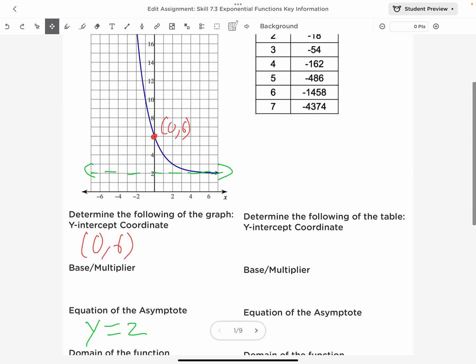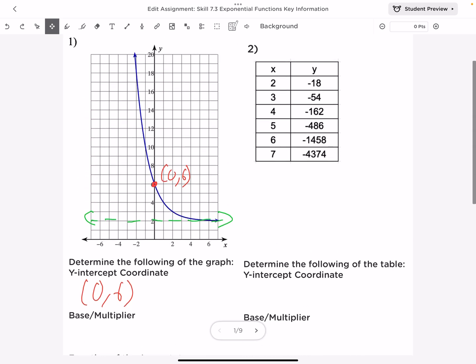Now, for the base multiplier, I'm looking at the distance from the asymptote up to my graph. So here at 0, I have a distance from 2 to 6 of 4. If I go 1 to the left at -1, I go from 2 to 10. That's 8, right? And if I go 1 to the right, that's from 2 to 4, that's 2. So I'm going 8, 4, 2. Well, 8 to 4, 4 to 2.